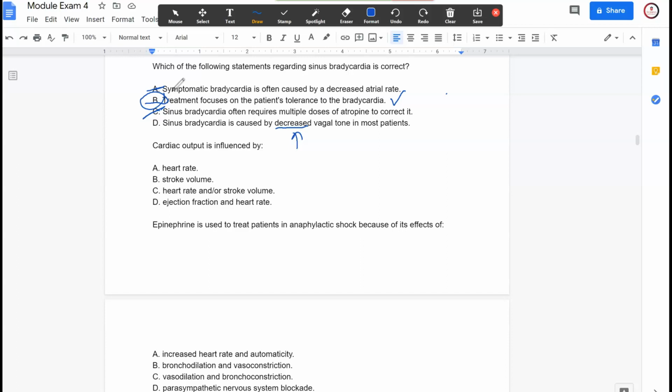Cardiac output, we talked about cardiac output. Cardiac output is one of those things that you need to know. Cardiac output is your heart rate and your stroke volume. Do we measure ejection fraction?